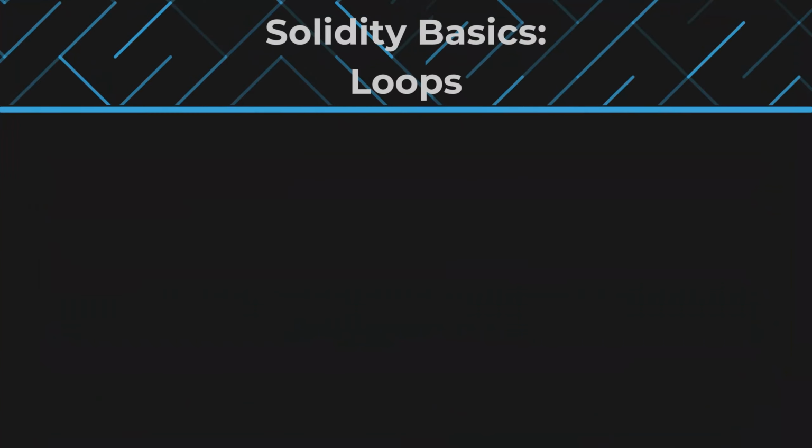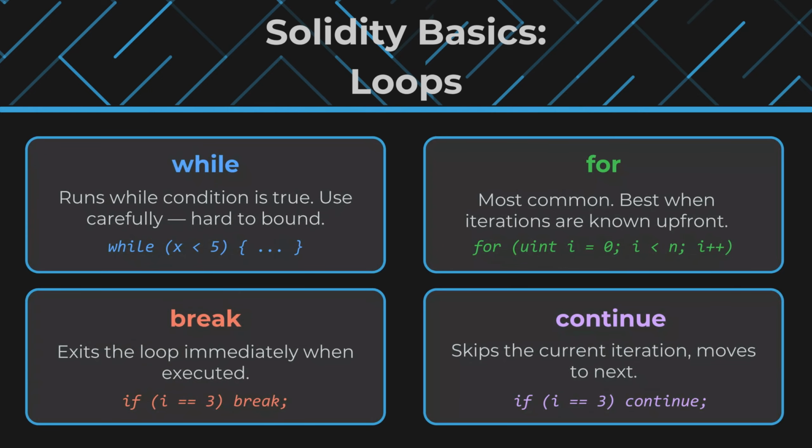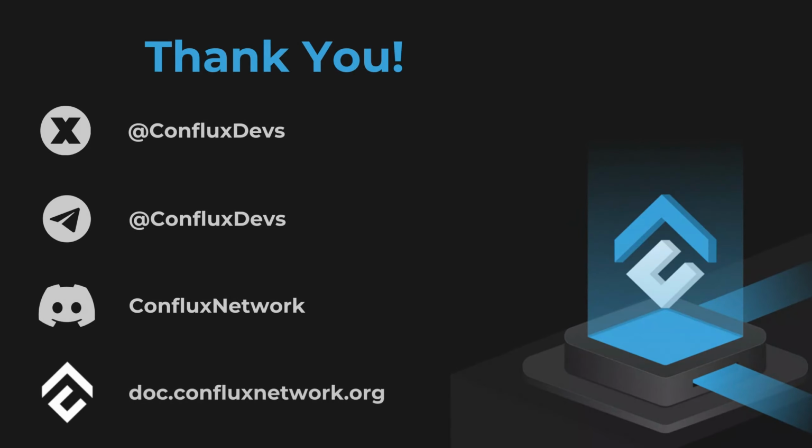Loops are powerful tools for handling repetitive tasks and processing data in smart contracts. The while loop allows flexible iteration, but should be used carefully. The for loop is the most common and safest choice when the number of iterations is known. Break and continue statements give you additional control over loop execution, allowing you to exit early or skip specific iterations. Always keep gas costs in mind when designing loops. Efficient loop usage leads to more reliable and cost-effective smart contracts.